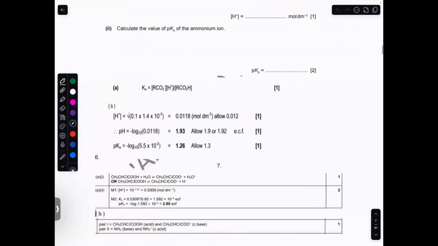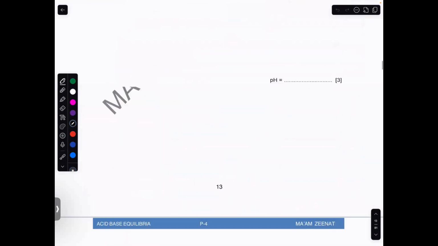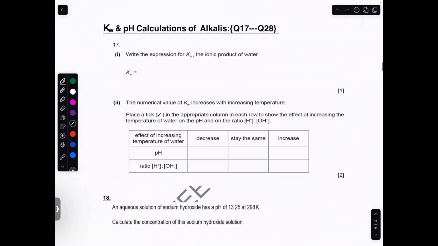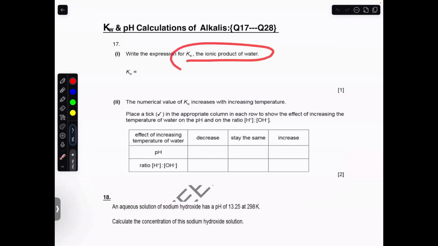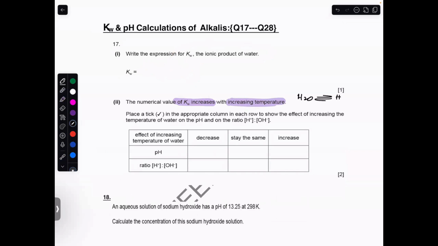Oh, I thought 18. Okay, perfect. What is Kw of water? It's H plus into OH negative. Kw increases with increasing temperature. What is the meaning of this? Kw increases with increasing the temperature means it is endothermic.